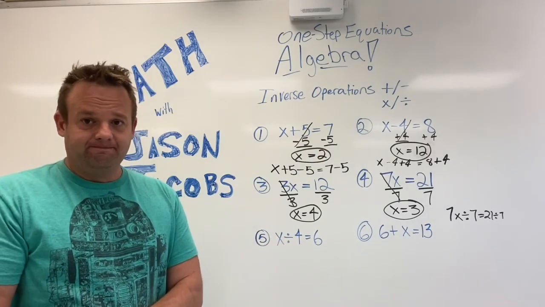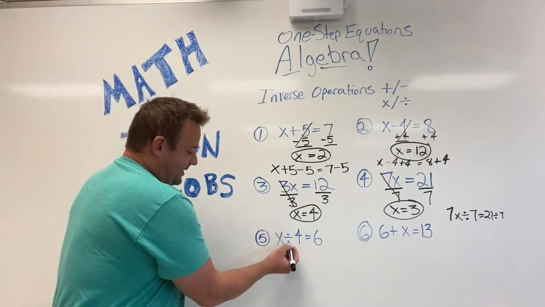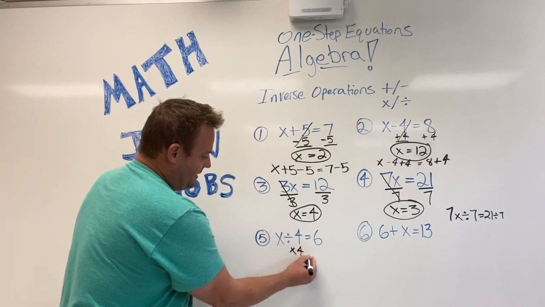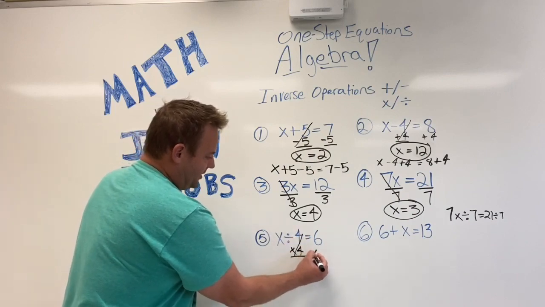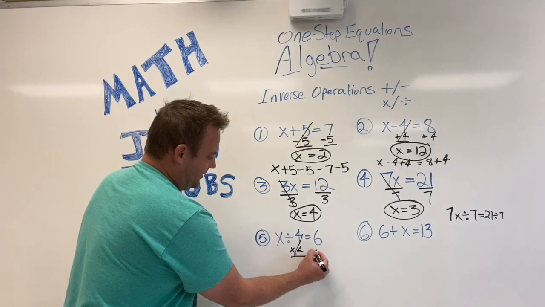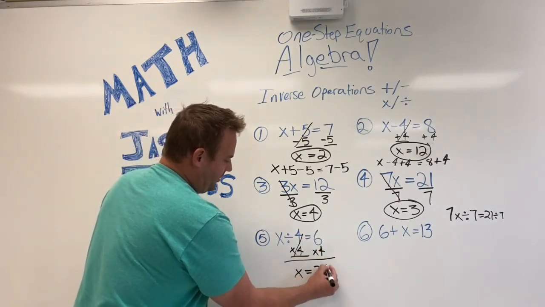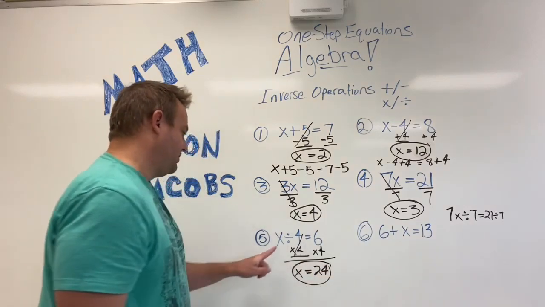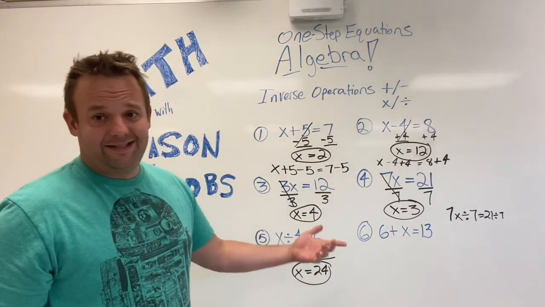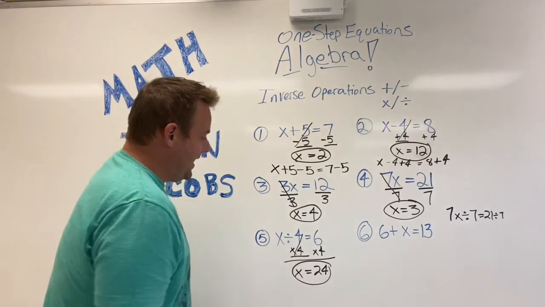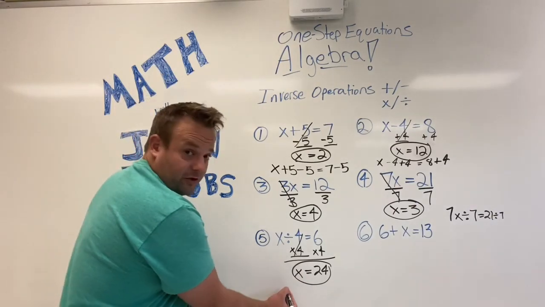x divided by 4 equals 6. You tried this one. All right, let's see what you did. The inverse of dividing is multiplying. So that becomes 1, and 1 times x is x. Multiply by 4 here, and you get x equals 24. And let's just check to make sure that works. 24 divided by 4 is 6. That is true.